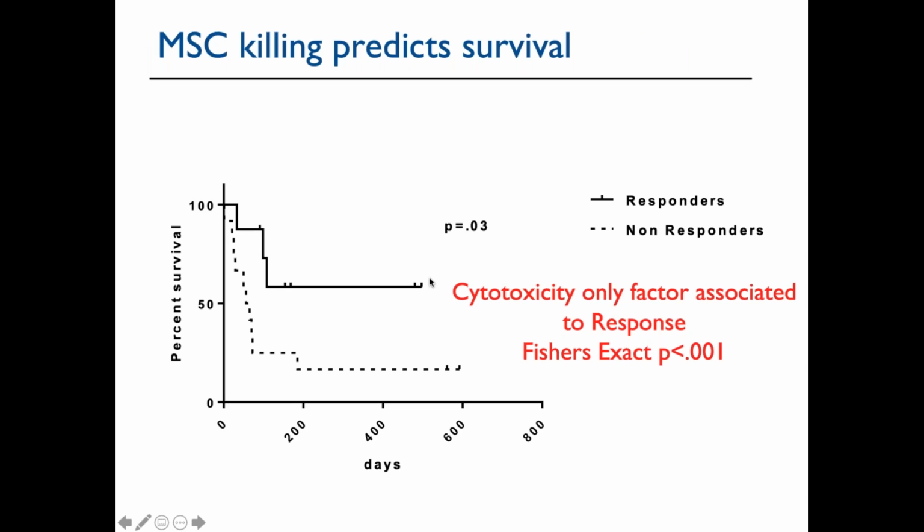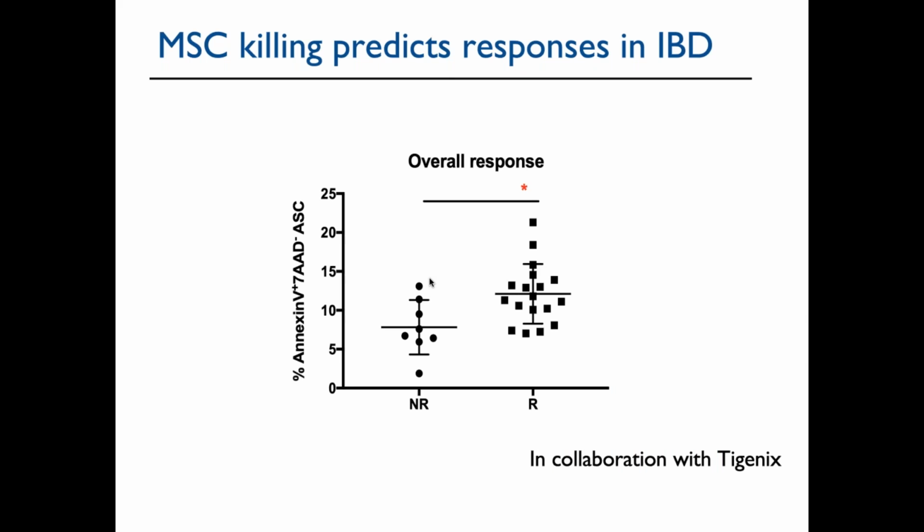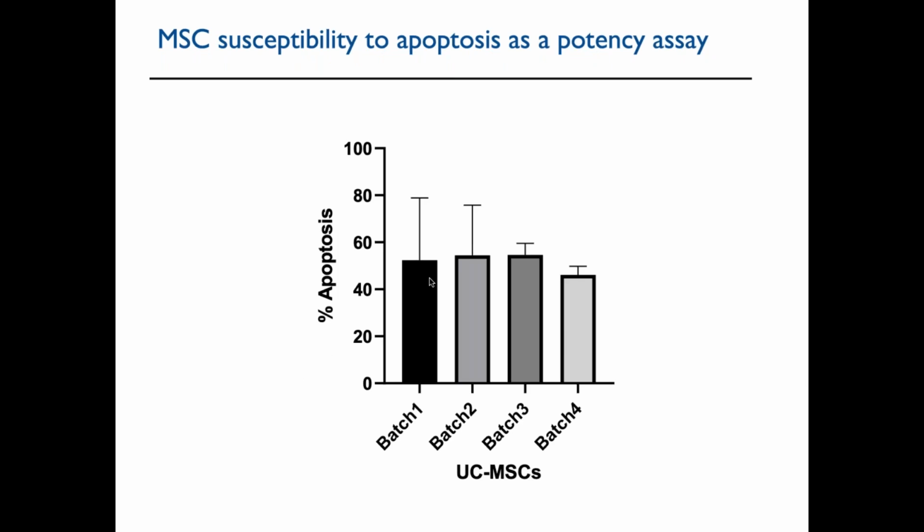And when we look at any other potential factors for response, the cytotoxicity is the only factor associated with response in a multivariate analysis. This also applies to Crohn's disease. We managed to have samples from Tygenix at the time of the trial for Crohn's, and exactly the same. So patients who killed were the ones who responded. Patients who did kill less did not respond to the infusion.